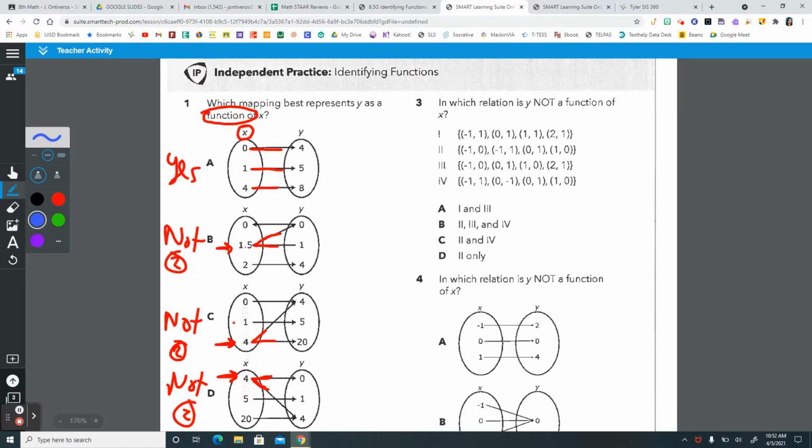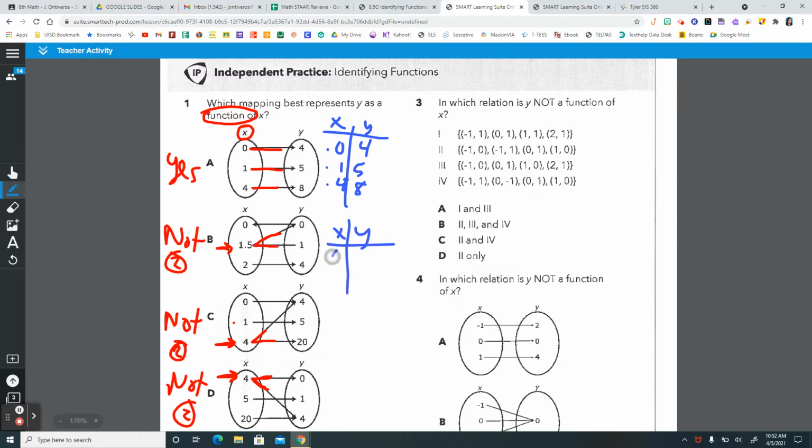So how does it work? What's another way of finding this out? Well, there are points, which are ordered pairs. When you write them down in a table, you are easily able to see that none of the x's are repeating. For letter B, you have 1.5 with a 0, 1.5 with a 1, and 2 with a 4.